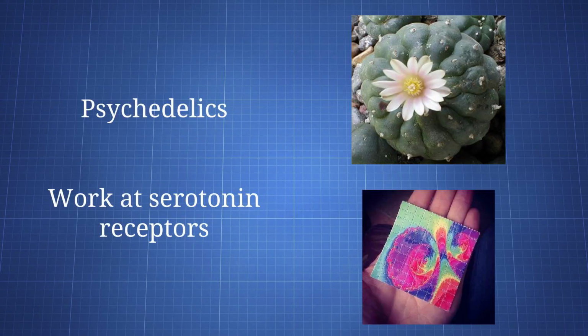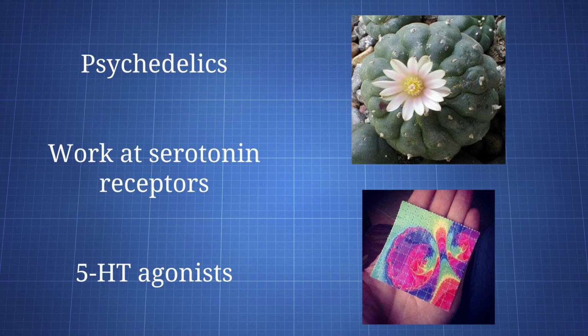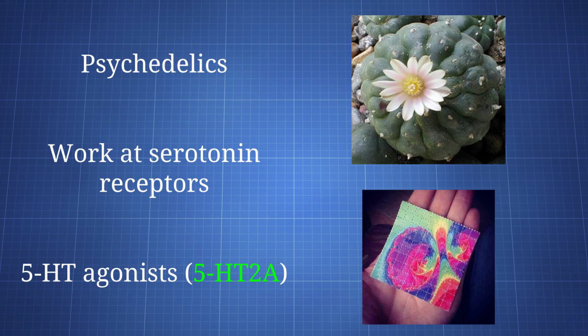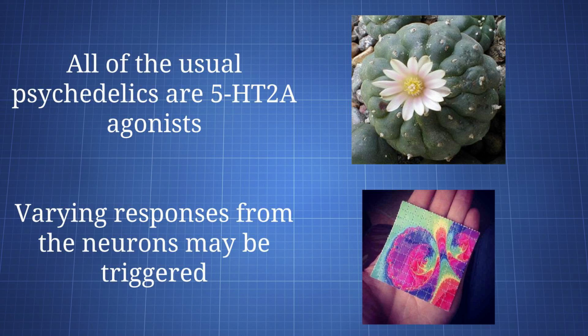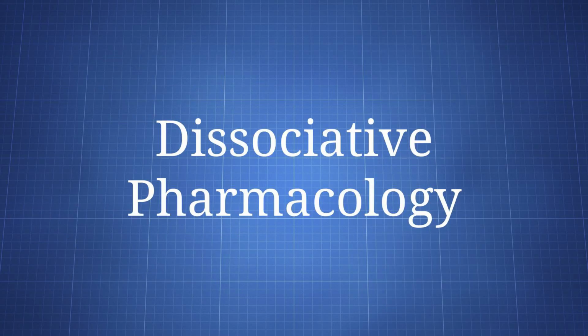Psychedelics function by binding to serotonin receptors and activating them. This makes them 5-HT receptor agonists. There are a number of 5-HT receptors which may be affected by psychedelics, but the most important appears to be the 5-HT2A receptor. All of the psychedelics we usually think about are affecting this receptor. Upon agonizing those serotonin receptors, different psychedelics may trigger different responses from the neurons.